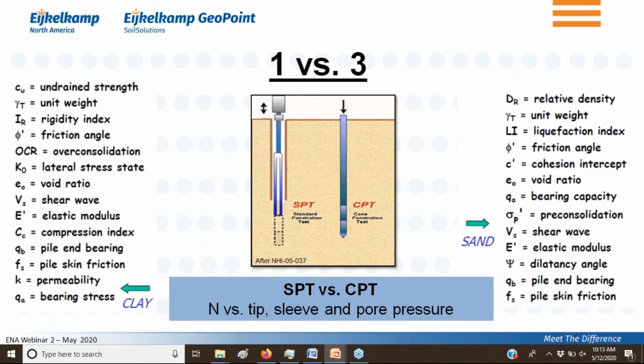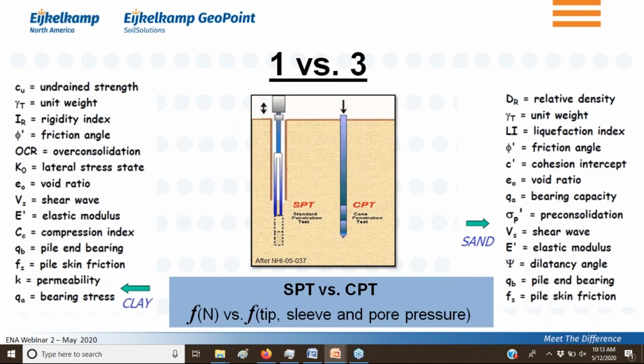When you look at SPT versus CPT, with SPT you basically get one bit of information, the N value. With CPT, you get 3 bits of information: the tip resistance, the sleeve friction, and the pore pressure. Those three parameters, or that one parameter, you then need to utilize to come up with correlations or functions to describe all those other parameters so that you get a good understanding of how the soil behaves. Obviously, if you have three parameters to start with, you can have a more accurate correlation, a more accurate description of the soil behavior, than when you have to deal with only one. And that's why I've titled this section 3 versus 1.